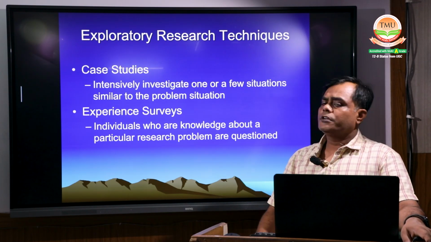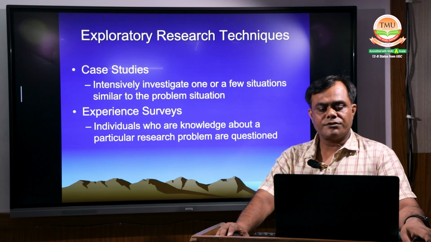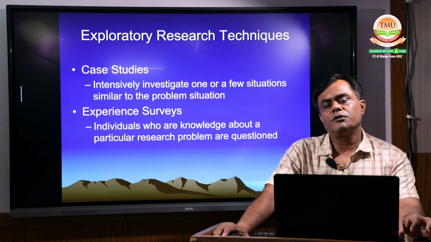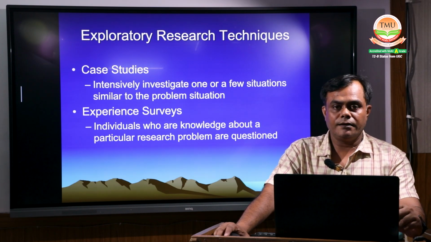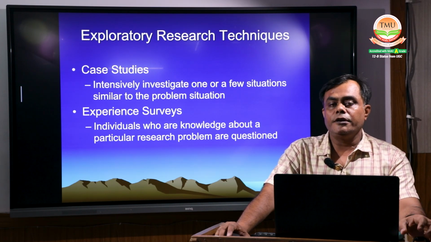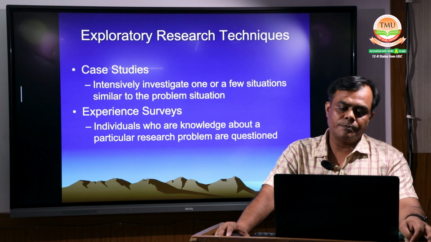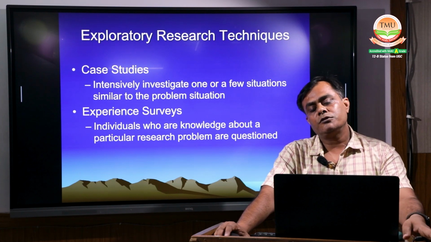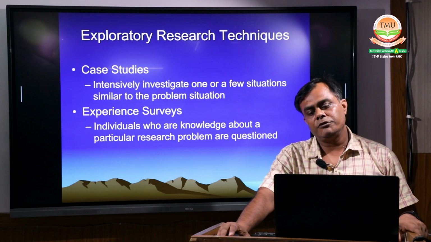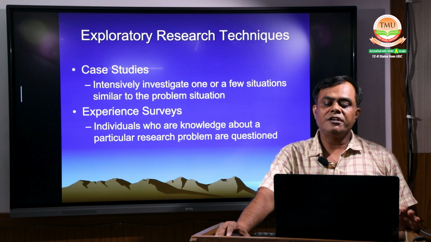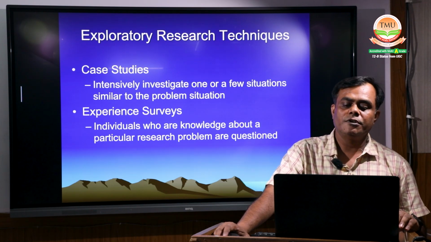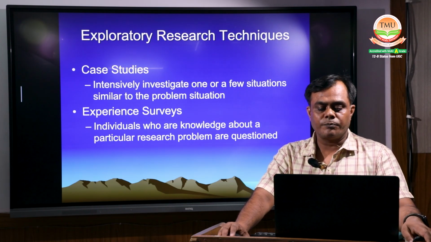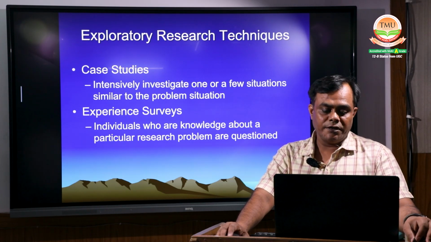Among exploratory research techniques we also use case studies, intensively investigating one or a few situations similar to the problem situation. Then the experience survey, questioning individuals who are knowledgeable about a particular research problem, whatever knowledge is available to the individual on that problem. So we can say in very simple terms that an exploratory type of research investigation may be conducted because the problem has not been clearly defined.